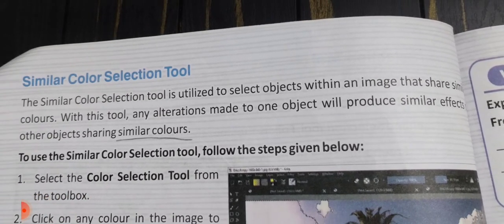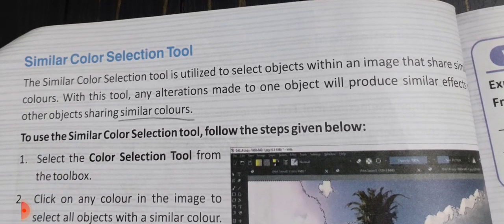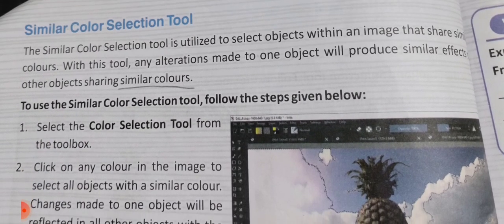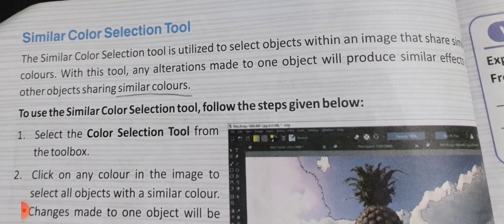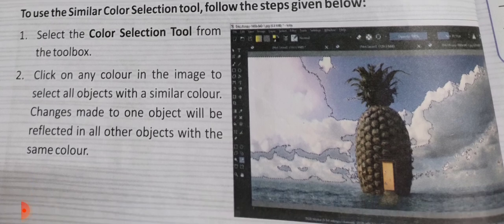Similar color selection tool. The similar color selection tool is utilized to select objects within an image that share similar colors. With this tool, any alterations made to one object will produce similar effects on the other objects sharing similar colors. To use the similar color selection tool, follow the steps given below.